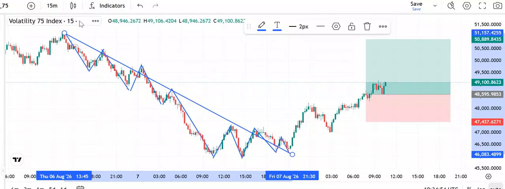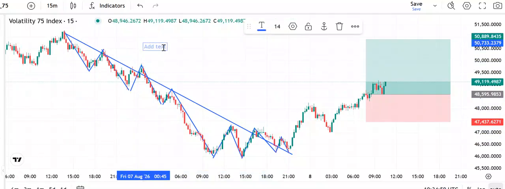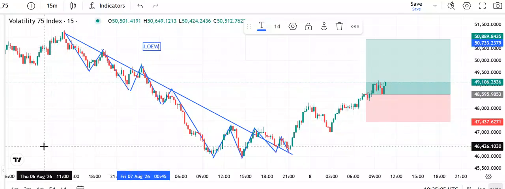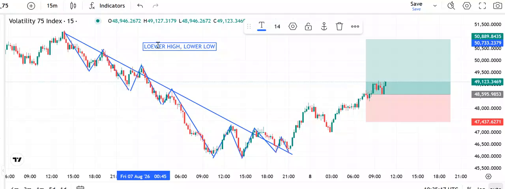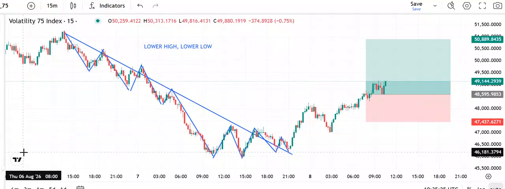For downtrend, you have lower high, okay, and lower low for downtrend. Okay, so that's one thing you have to look at when you are trying to trade volatility 75 index. Is market trending?